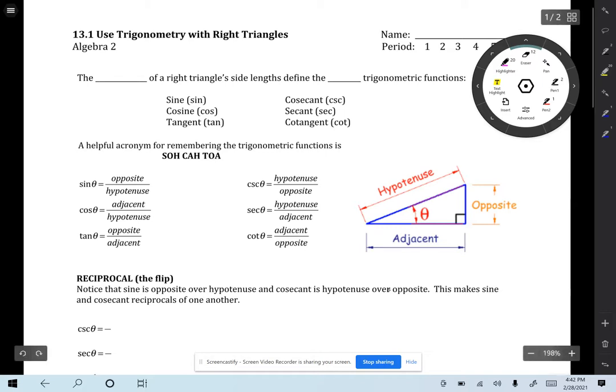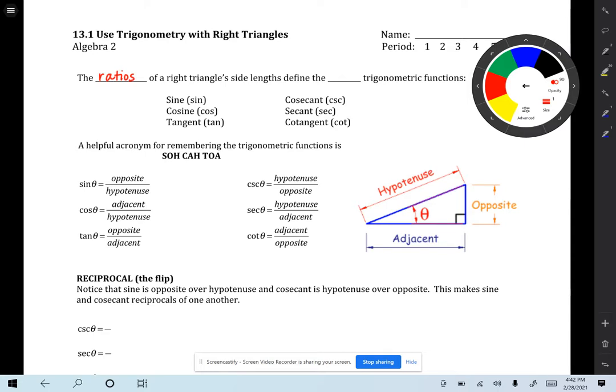The ratios, remember ratio is just a fraction. So the ratios of a right triangle's side lengths define the six trigonometric functions. And these six functions are sine, cosine, tangent, and their abbreviations are SIN, COS, TAN. So whenever you see SIN, that's sine, COS is cosine, TAN is tangent. Then you have cosecant, CSC, secant, SEC, and cotangent, COT.